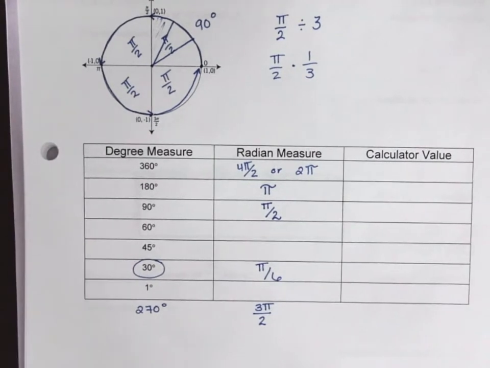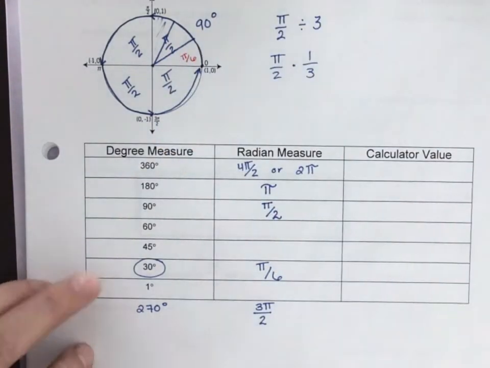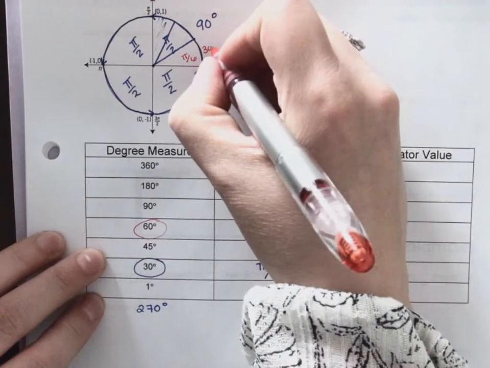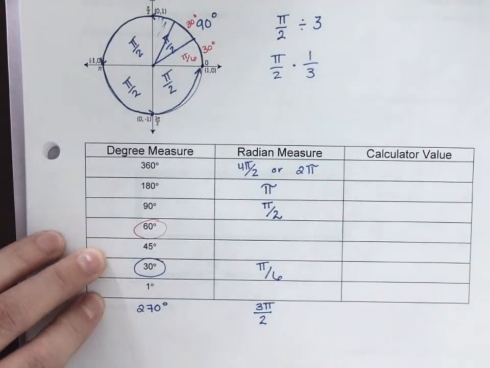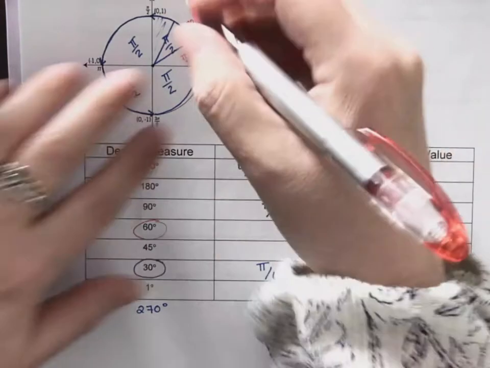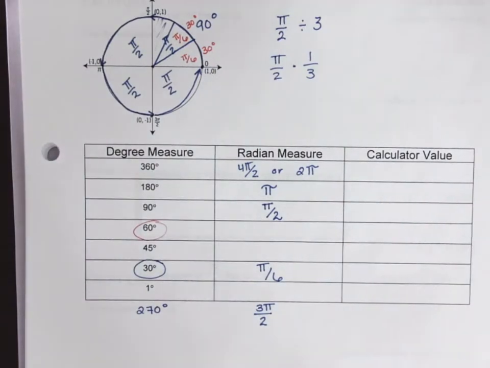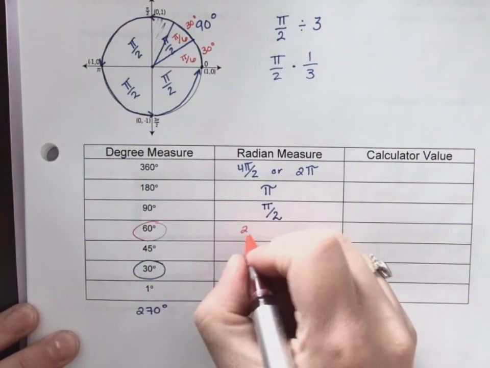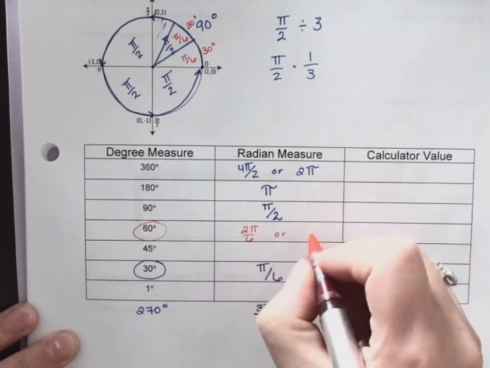All right. So if this is pi by 6, now let's go to 60. If this is 30, this one up here would be another 30, right? So this is pi by 6, this is pi by 6. How many pi by 6s do I have? 2. So that would be 2 pi by 6, but am I going to leave it like that? Pi by 3.